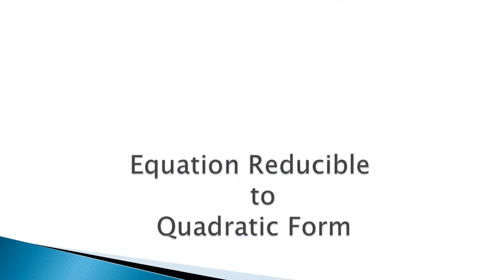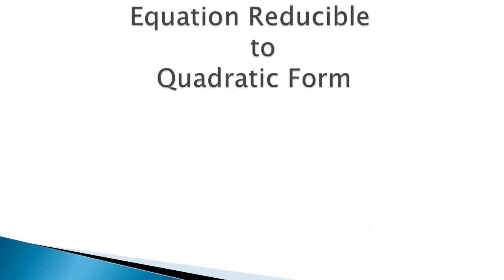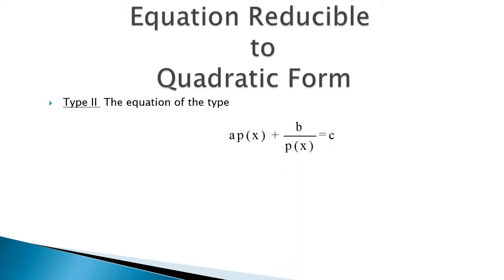Now today we again continue with the topic equation reducible to the quadratic form and we will discuss type 2 and type 3 of reducible equations. Let's first see type 2 of the reducible equation. These equations are of the type a into p of x plus b over p of x equals to c. Students, here p of x is a polynomial in the variable x.